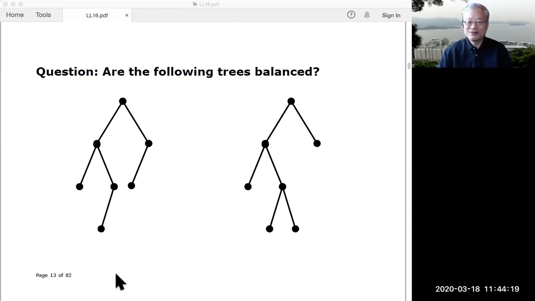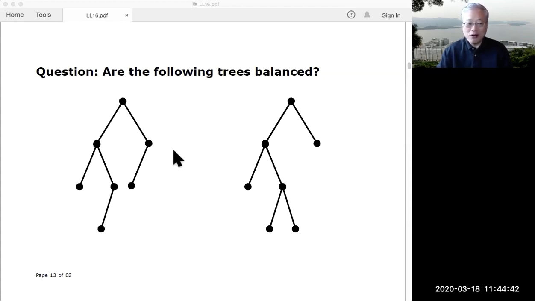No, there's only one no. Other people? So if you say no, so if that's the answer... someone said yes, two yeses? Okay, many yeses. Okay, yes, it is balanced.